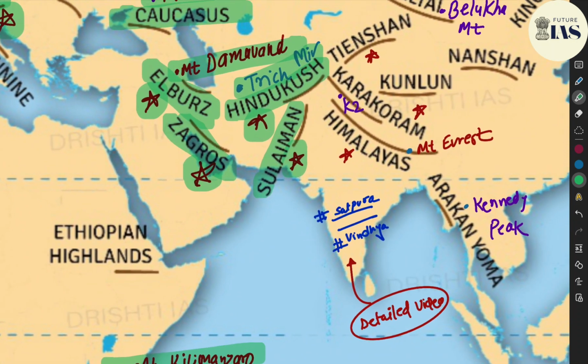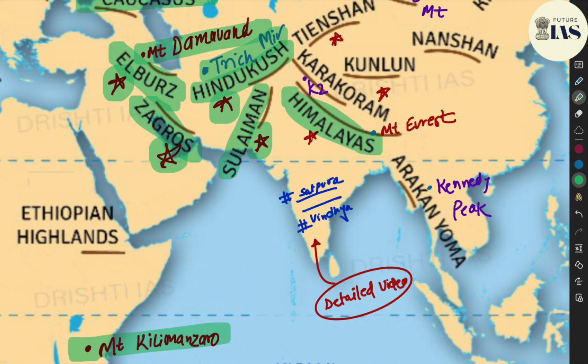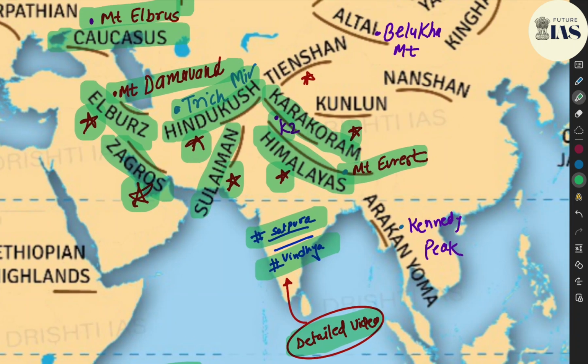Now in India, we have the Himalayas, which is a fold mountain range, and the highest peak is Mount Everest. And just above the Himalayas, we have the Karakoram mountain range, which is also a fold mountain range, and the highest peak is K2. And in central India, we have the Satpura mountain range and Vindhya mountain range. Both of these are block mountain ranges, and very soon we will make a detailed video about all the mountain ranges in India. So just for right now, we are discussing the important ones.